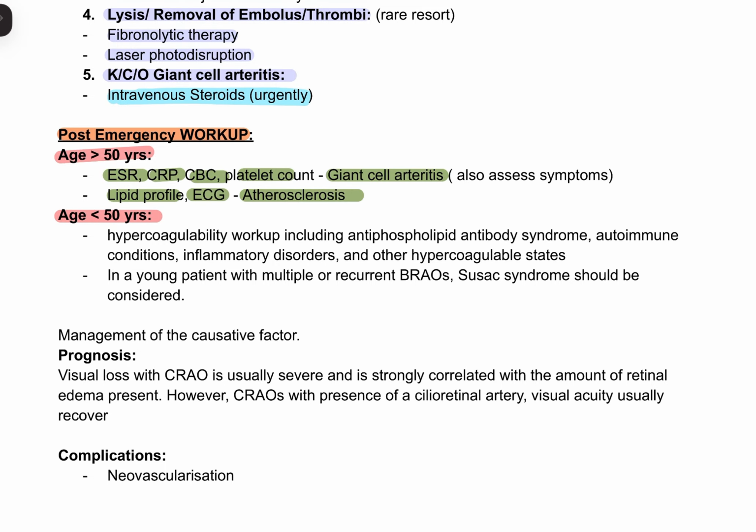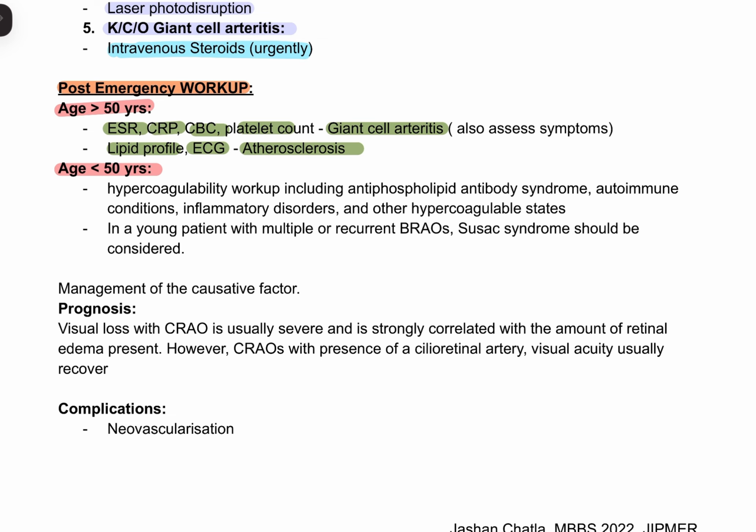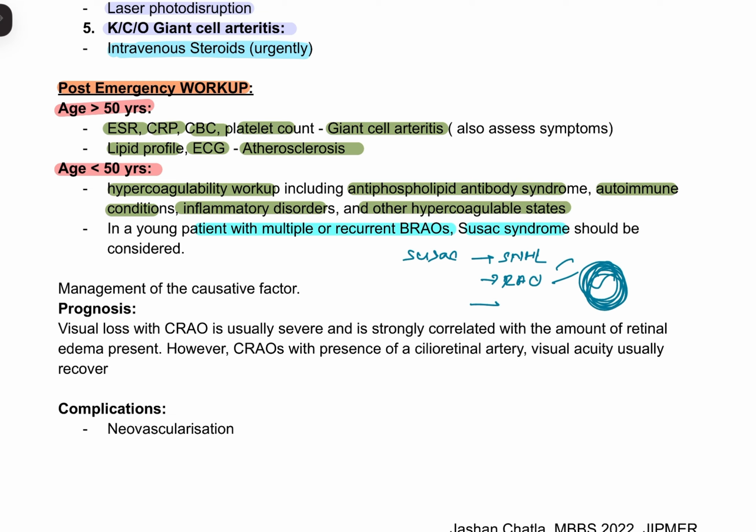If you are seeing this in a very young child, what do you suspect? You need to go with a hypercoagulability workup, which includes antiphospholipid antibody syndrome, autoimmune conditions, inflammatory disorders, or any other hypercoagulable states. If a young patient is having multiple BRAOs, then Susac syndrome should be considered. What do you have in Susac syndrome? Sensory neural hearing loss, retinal artery occlusion, and one more thing will be there. That one we need to find out. It's a triad, so you have to find out.